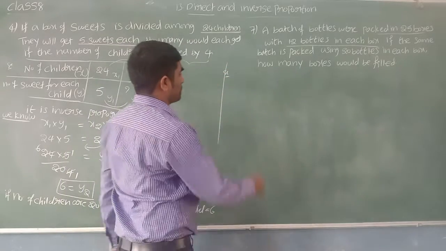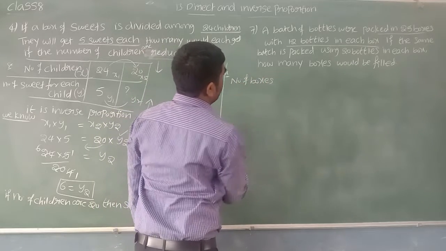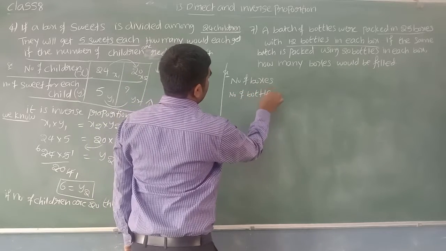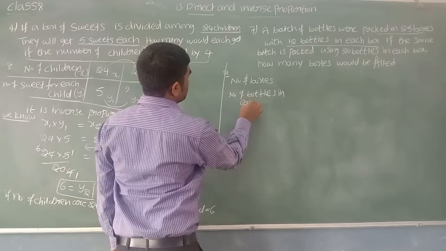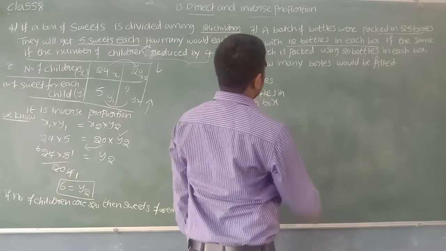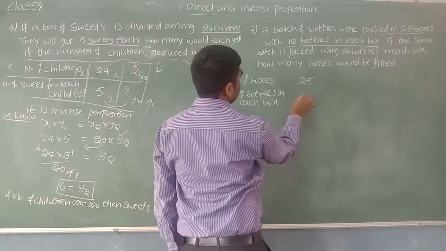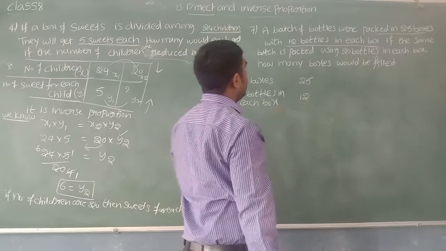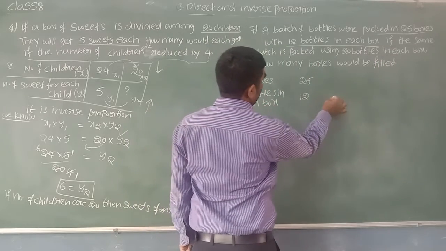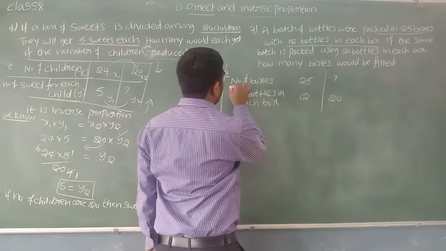So here we can see the two quantities. One is the number of boxes, the first quantity. And the next quantity is the number of bottles in each box. If the number of boxes is 25, then bottles in each box is 12. Similarly, if the same batch is packed using 20 bottles in each box, how many boxes would be filled?